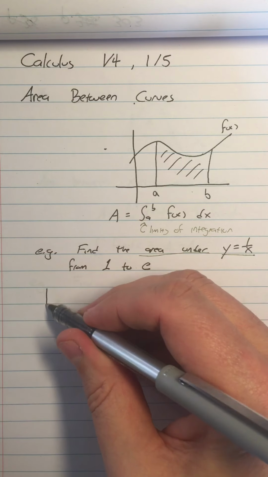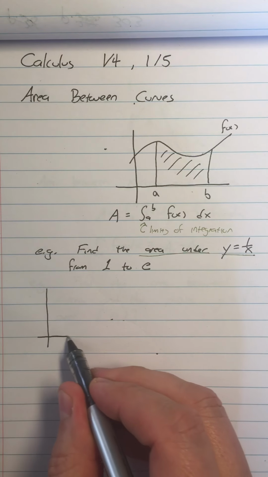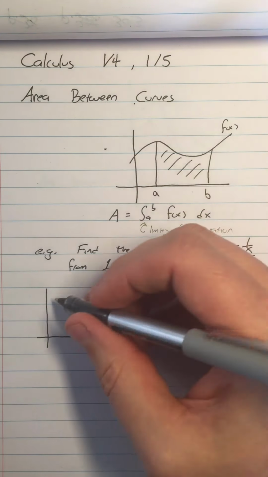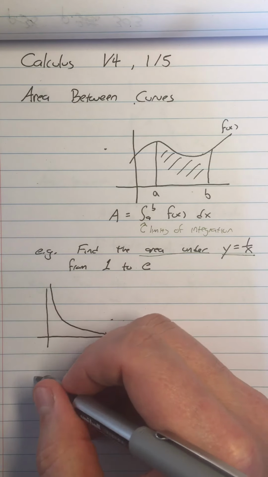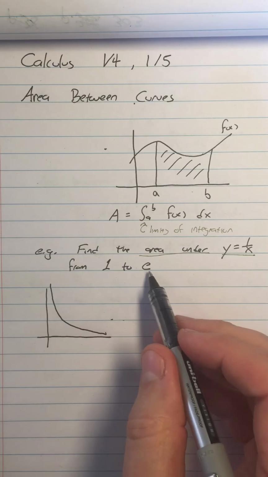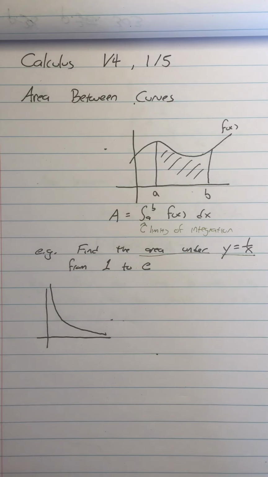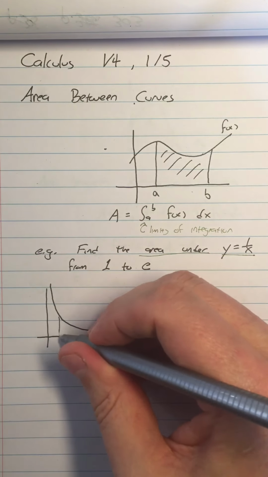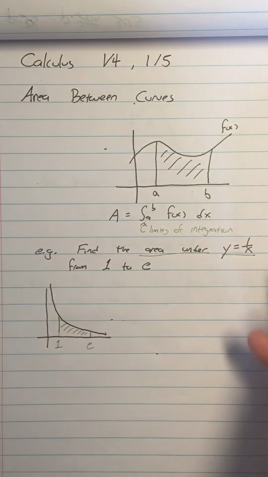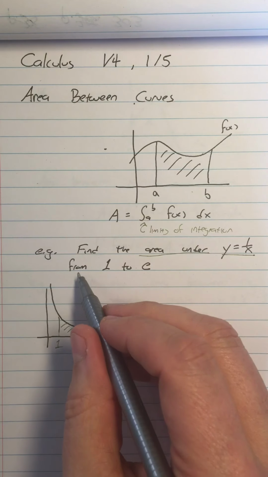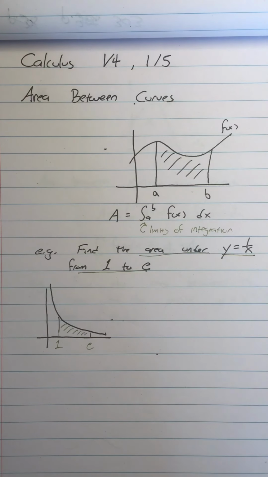I picked this one because this is one you did a Riemann sum for, and you might recall what that looks like. So here's the graph of 1 over x. Of course, it has a negative branch down here, but we're doing from 1 to e, so we're not going to look at that negative branch. So we're looking at from 1 to e, and we want to find this area right here. So we call that the area under y equals 1 over x from 1 to e, or over the interval 1 to e.